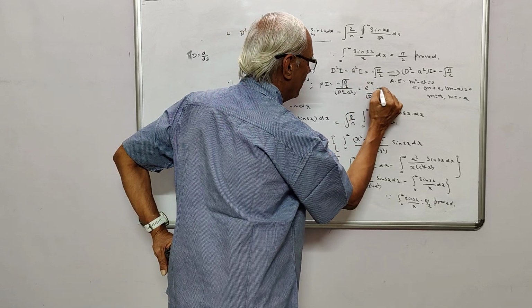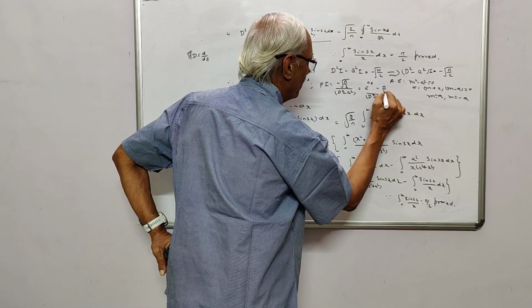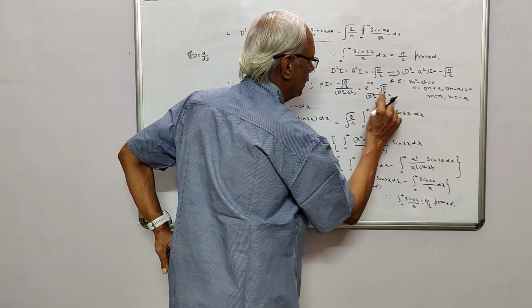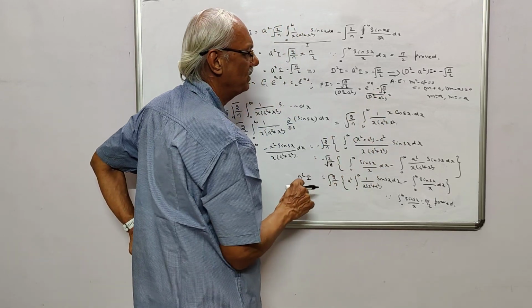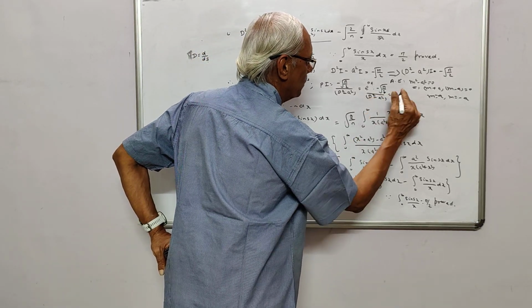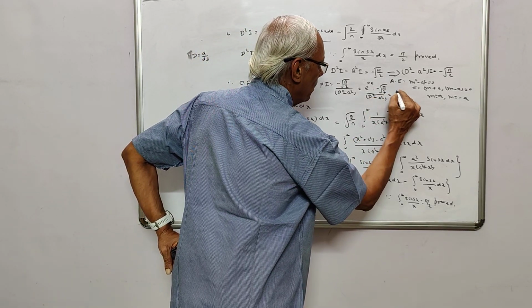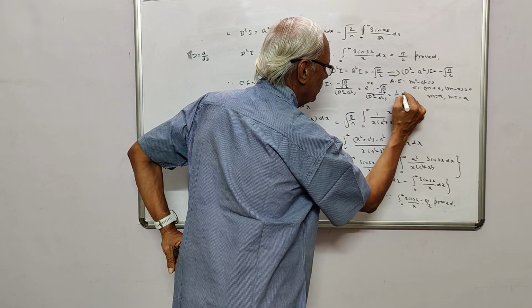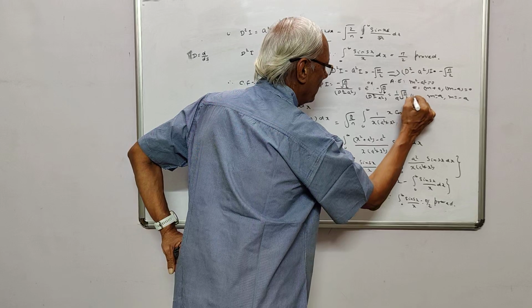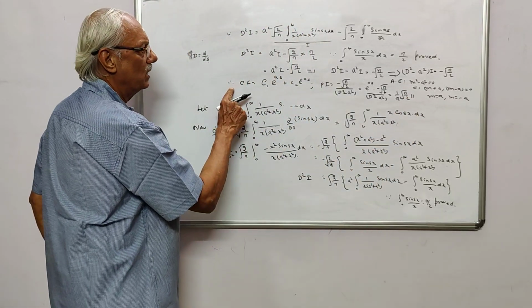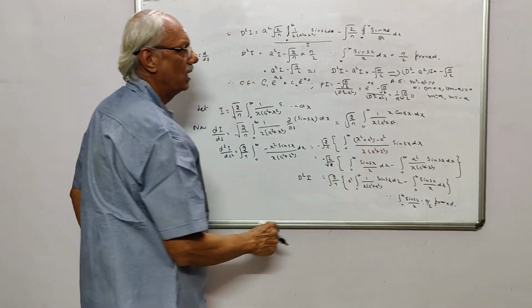This is pi by 2. So if in the place of D you put 0, what is it that you will get here? You will get minus a squared. So this is equal to 1 by a squared into pi by 2. So this is what you will get. So what is your I?